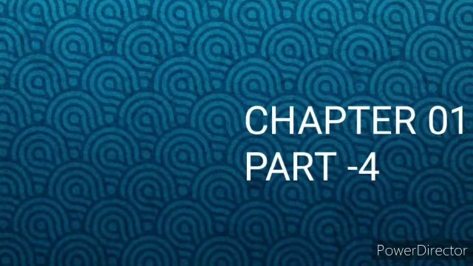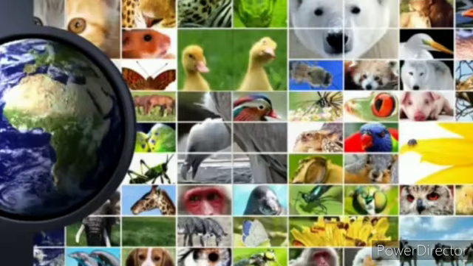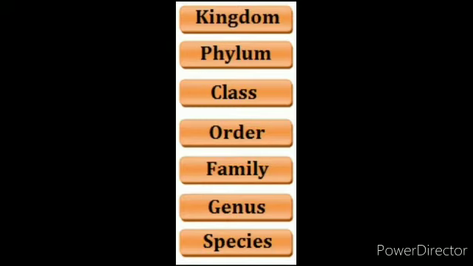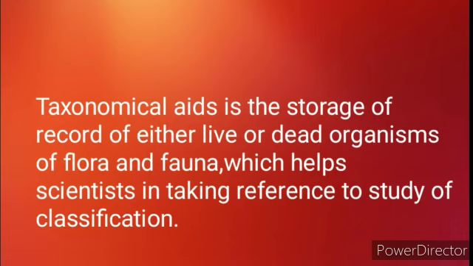Last class, we discussed the characters of living beings, diversity in the living world, and taxonomic categories. Today's class, we are going to discuss the taxonomical aids. Taxonomical aids are the storage of records of either live or dead organisms of flora and fauna, which helps scientists take reference to study classification.